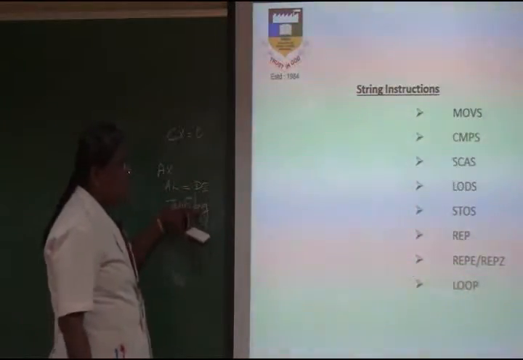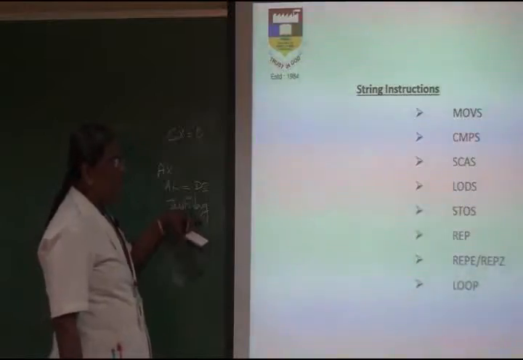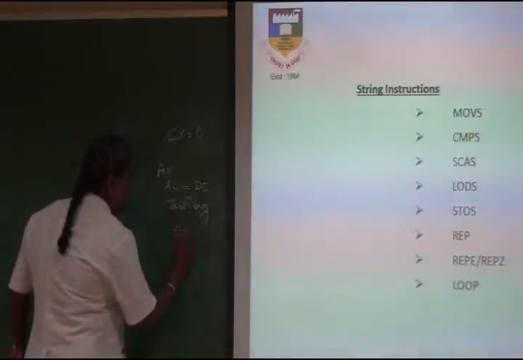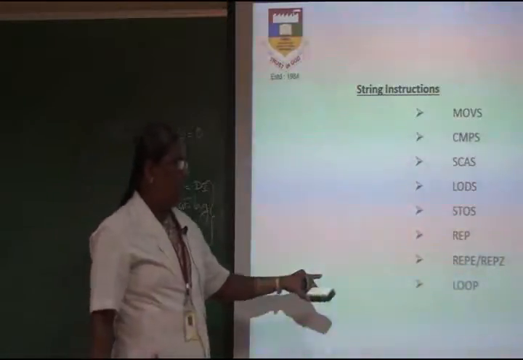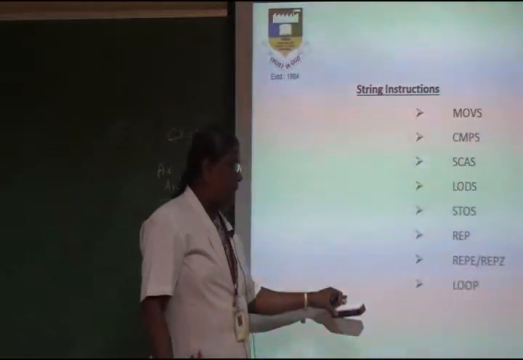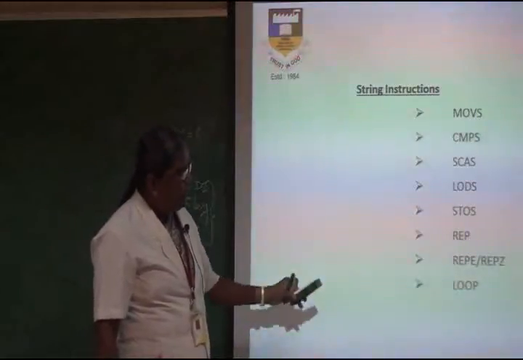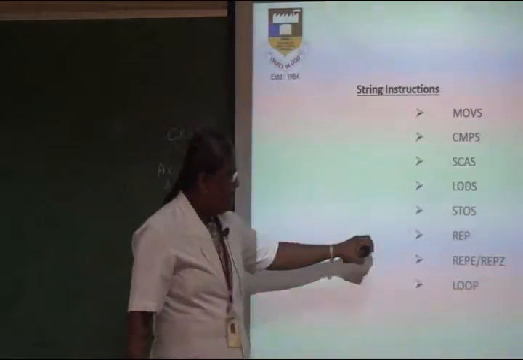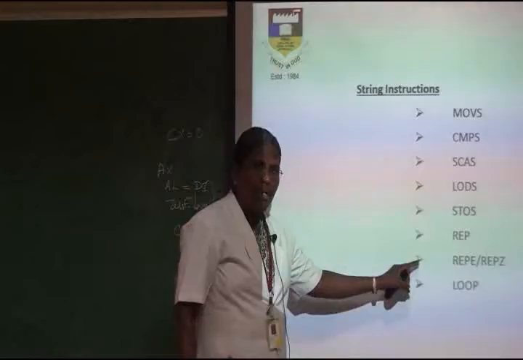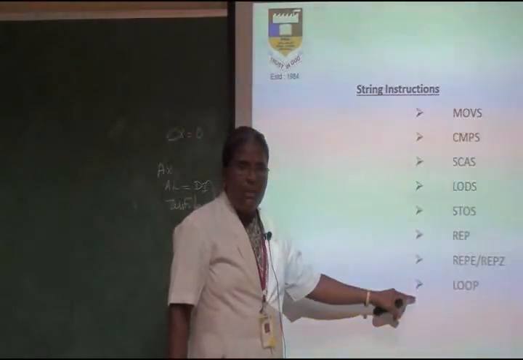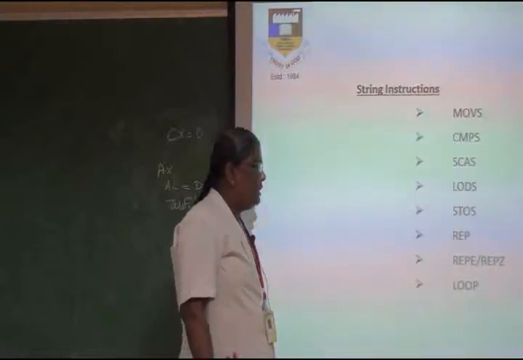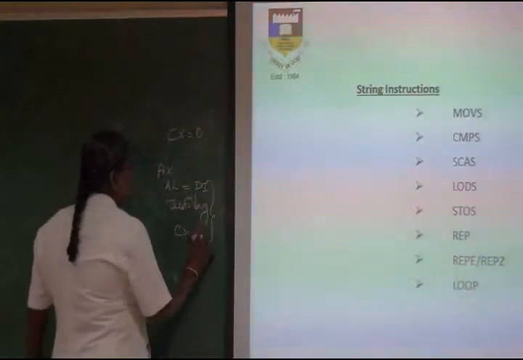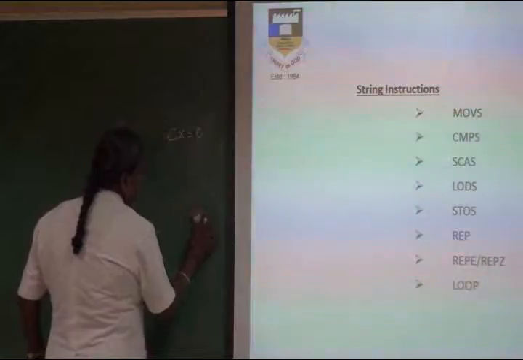The instructions will be repeated until CX equals 0; both conditions are applied. Similarly, LOOP is also a prefix instruction to repeat a number of instructions. The REP instruction is used for only a particular instruction. LOOP is used for a particular number of instructions, repeating them a number of times until CX equals 0.